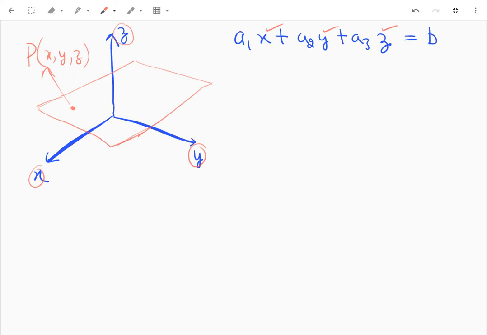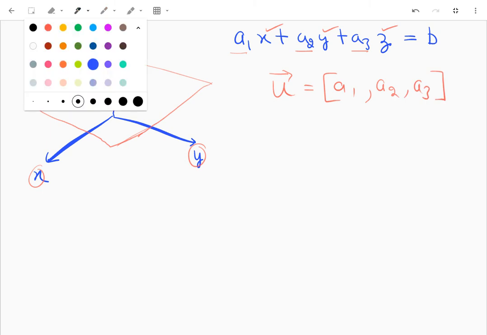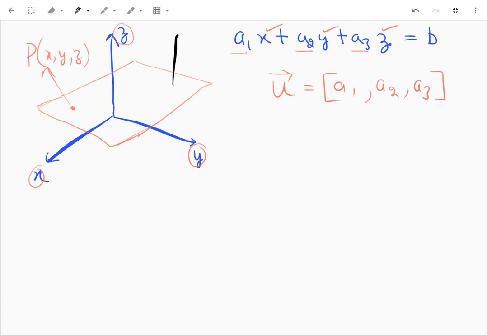Here, these x, y, and z represent the dimensions of the space. And what this a1, a2, and a3 represent are actually the components of a vector. These are the components of a vector u, which is a vector perpendicular to the surface of the plane. So this is the u vector, a vector orthogonal to the plane, right?